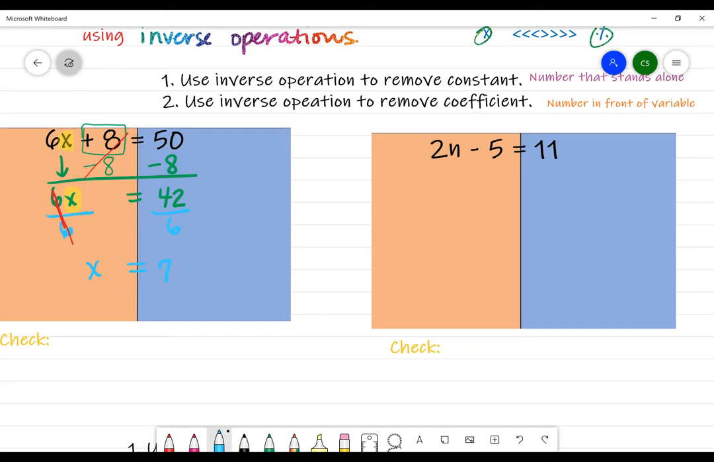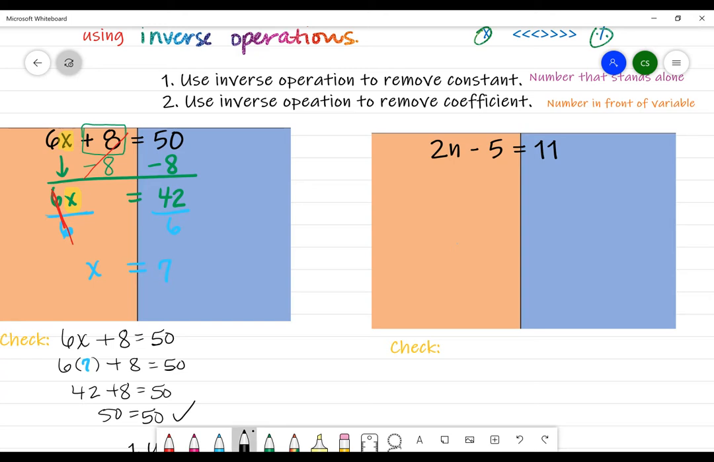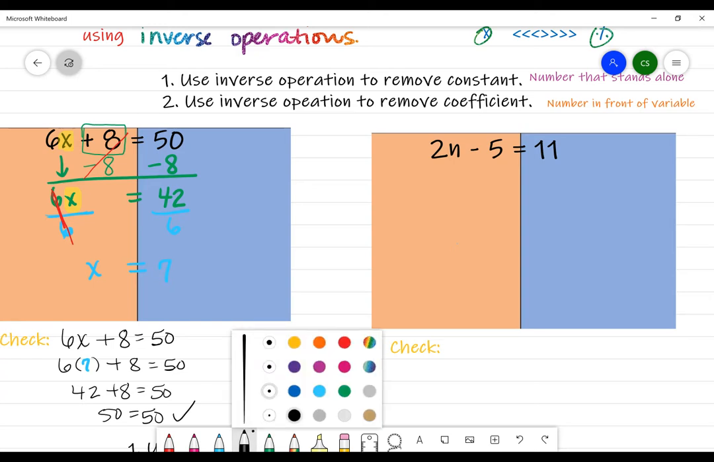Like always, we can use substitution to check ourselves, and this is what I mean. My original equation is 6x plus 8 is equal to 50. Well, we said that x was equal to 7. Therefore, I can take out x and substitute it with 7 to see if I get that answer. Order of operations says multiplication first. So 42 plus 8. Yeah, 50 is equal to 50. Therefore, my solution is correct and my equation stayed balanced.